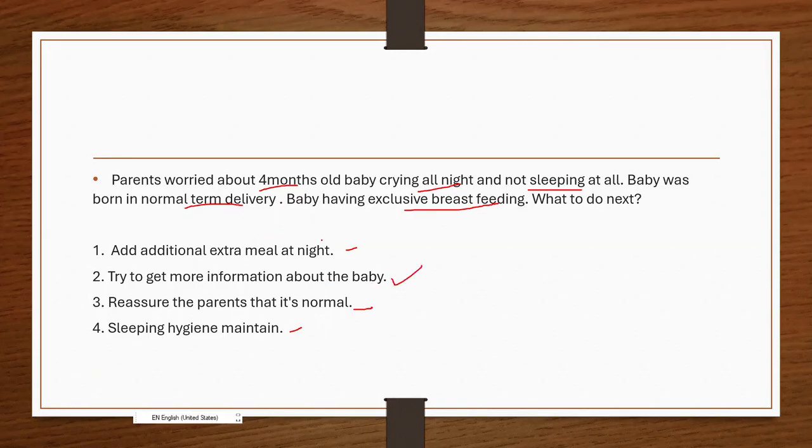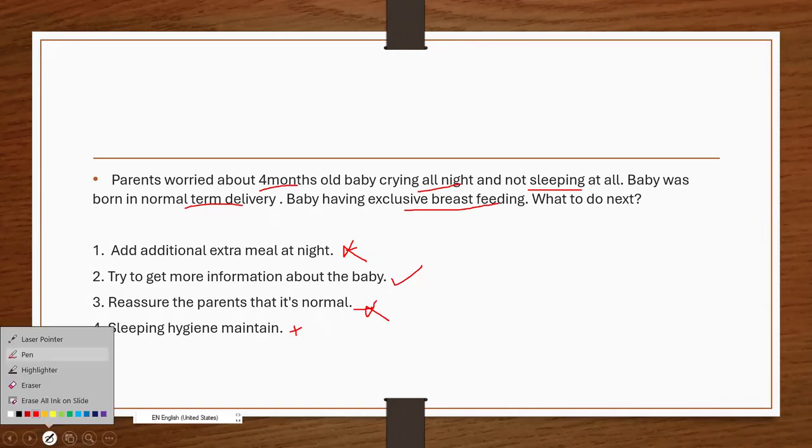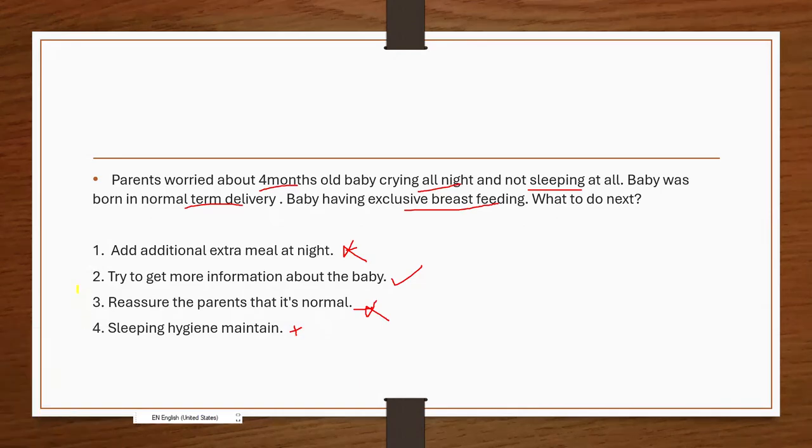You are not going to add an additional meal without knowing any further information. Sometimes the baby might be having a good meal at night. Reassure the parents that it's normal. You are not going to do this as a first step. You have to exclude the other problems and then you are going to do that. Sleep hygiene is not very easy with a 4-month-old, but if you are trying that, you have to exclude other pathologies. So the correct answer here would be answer 2, which is try to get more information about the baby.